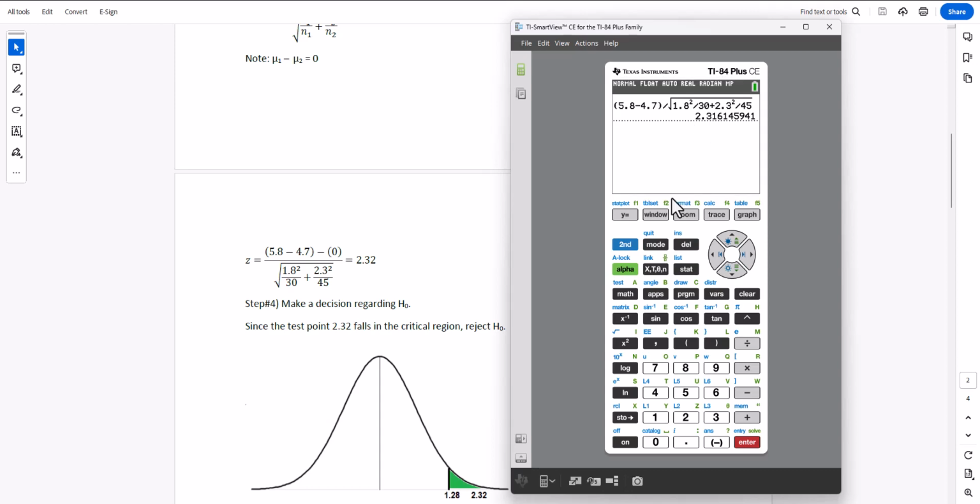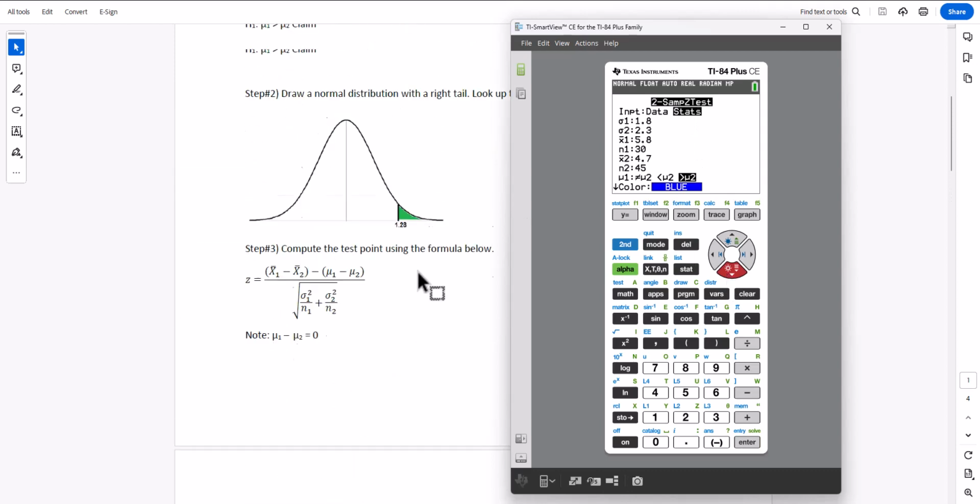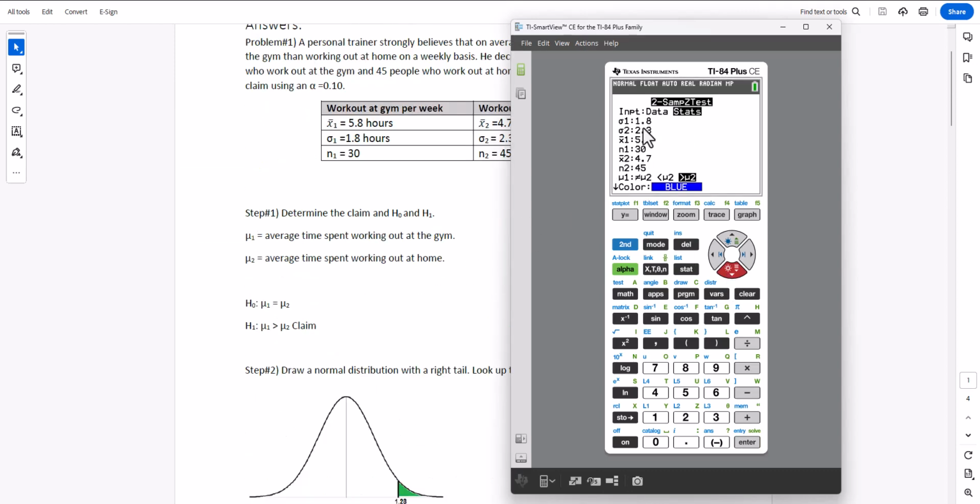Now, another way, if you have a TI-84 Plus calculator, of computing the test point is to use the built-in function. We type stat, we go to test, and we want option 3, two sample z-test. Make sure we select stats, and then we type in our information. Let's go back to our chart.